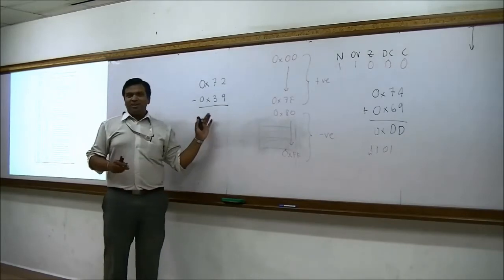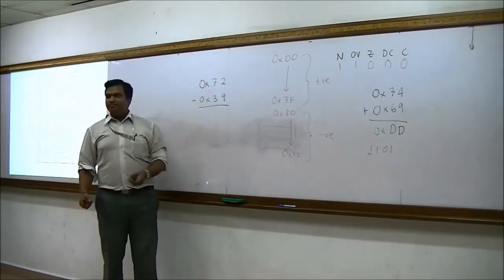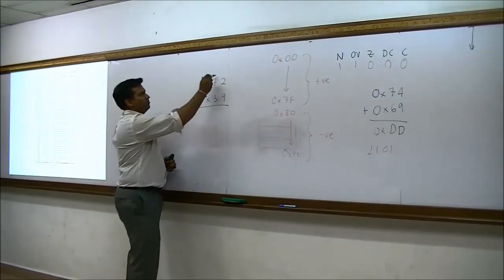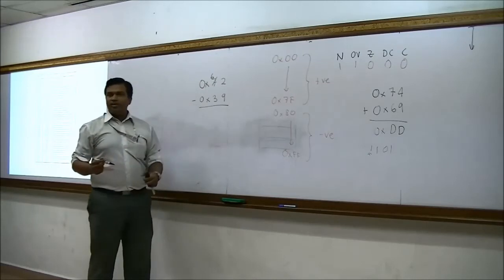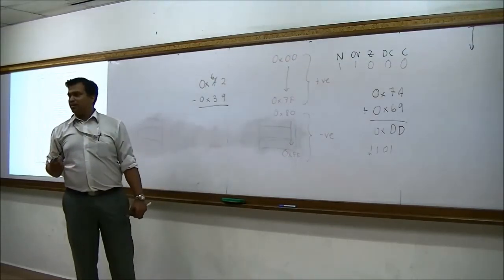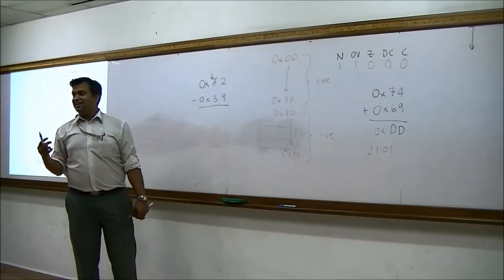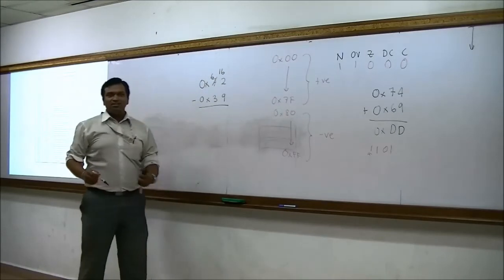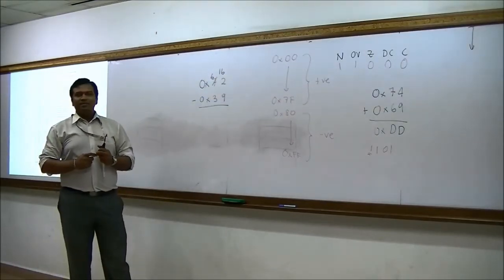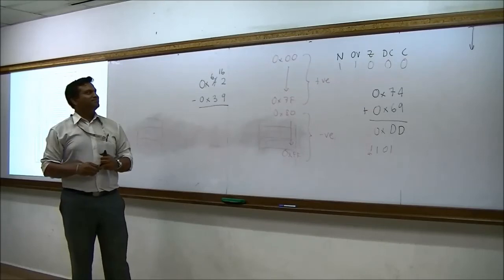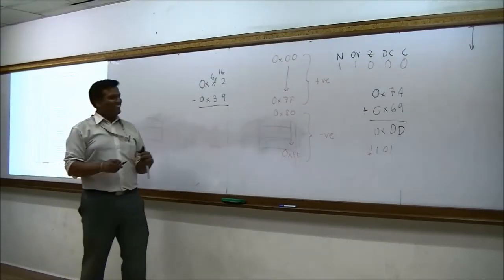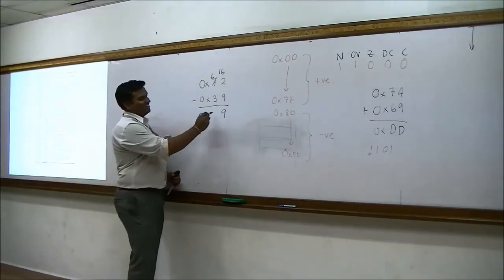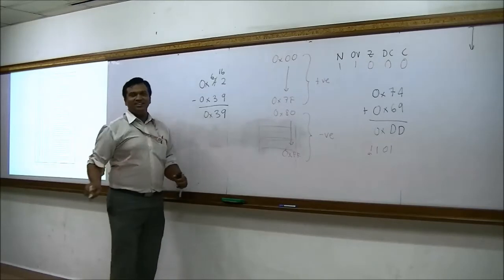Okay, now we want to perform this subtraction. 2 minus 9? You cannot, so you need to borrow. How much are you borrowing? This is base 16, hex numbers, so you are borrowing 16. So 16 plus 2 is 18. 18 minus 9 is 9. Correct. 6 minus 3 is 3. You have 0x39.